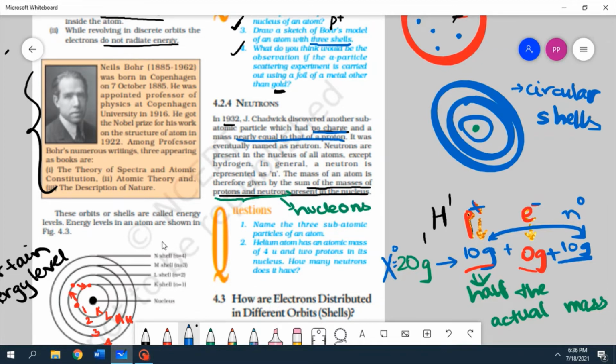Name the 3 subatomic particles of an atom: protons, electrons, and neutrons. And the 0 on top of neutrons represents 0 charge, or neutral, or its neutrality. A helium atom has an atomic mass of 4 u and 2 protons in its nucleus. How many neutrons does it have? 2. Simple.